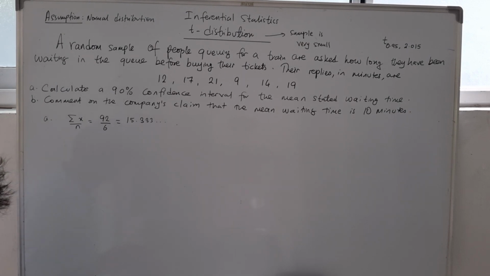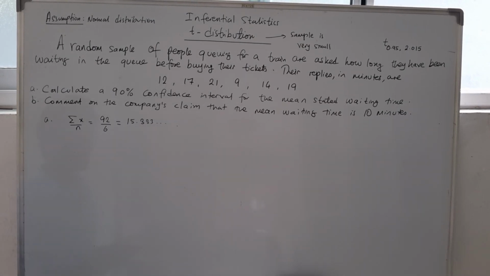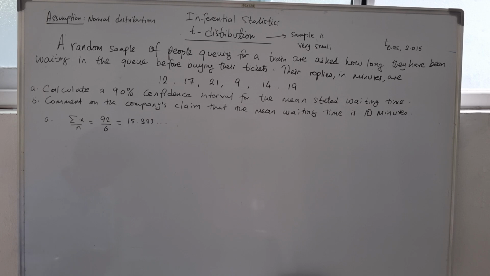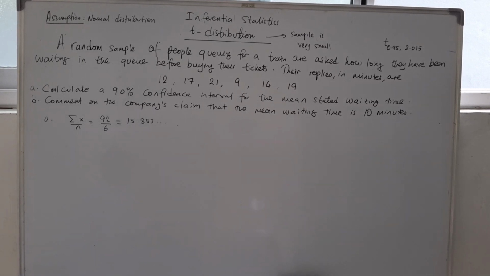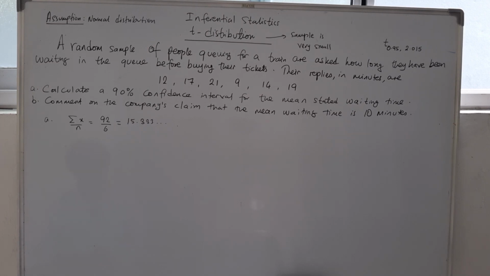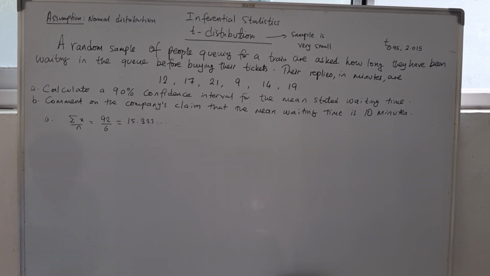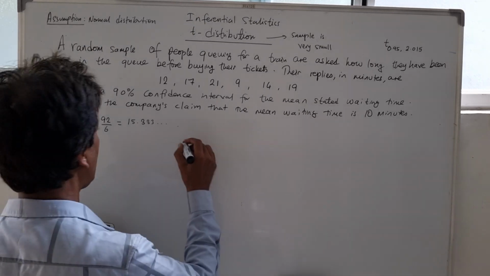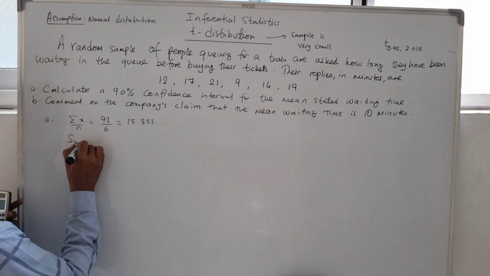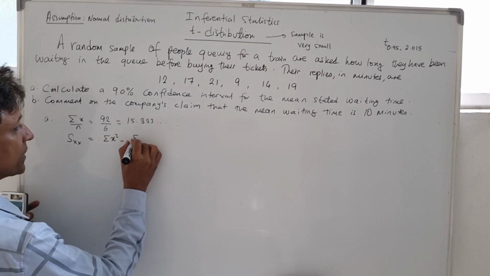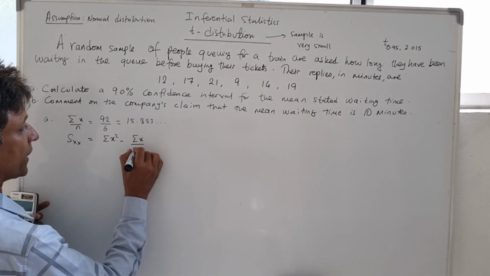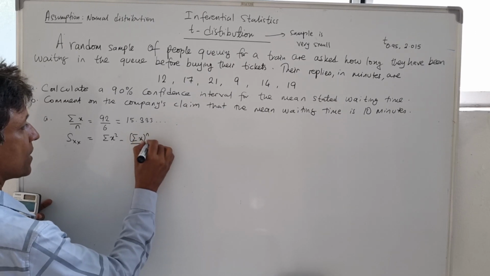Now, the next thing is we need to calculate the standard deviation. So how are we going to go about calculating the standard deviation? The first thing I'm going to do is calculate the variance of x. And so how do we calculate it? Sxx is going to be equal to the summation of x squared minus the summation of x, all of that squared, over n.